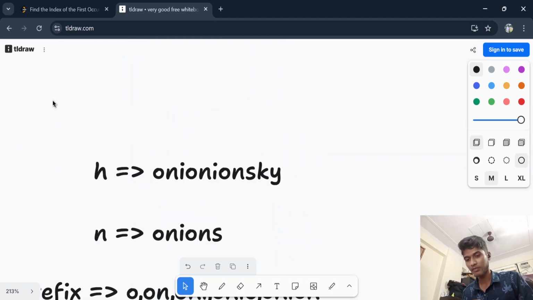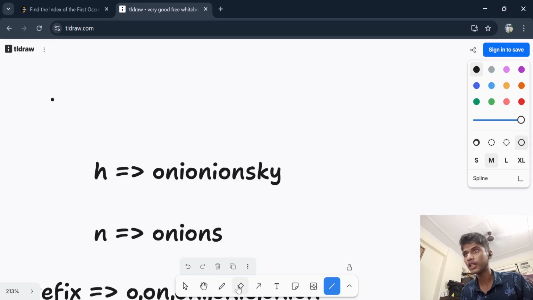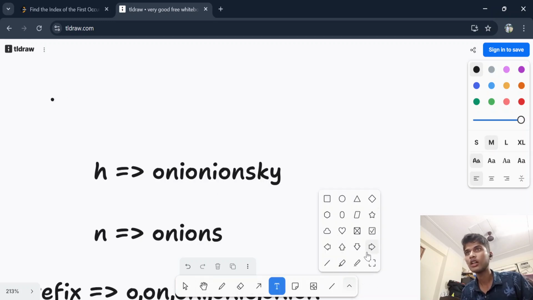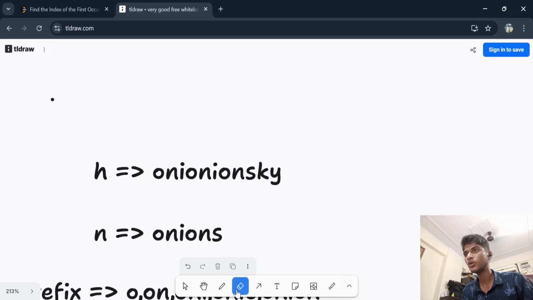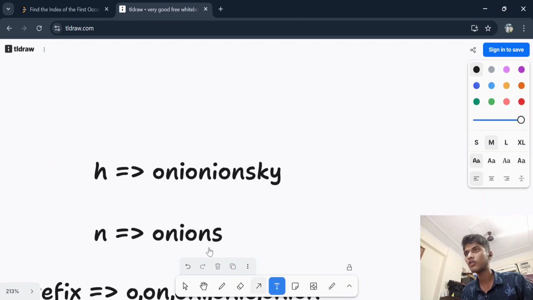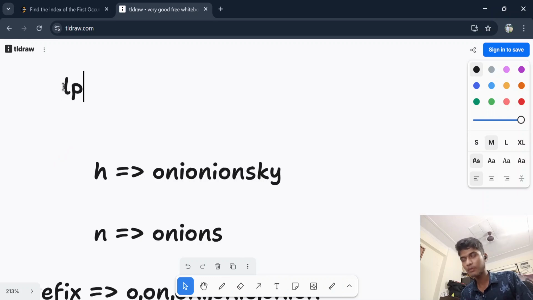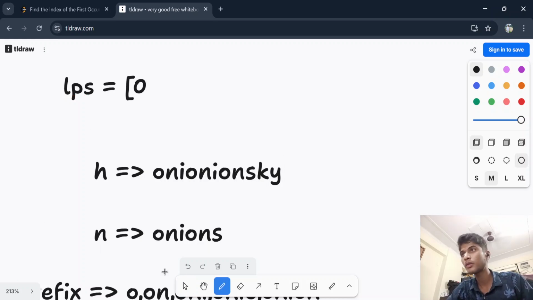So I'm writing the LPS array. The first element of the LPS array will always be 0, because if you check this O, it is not a prefix or a suffix. It is just a single letter. So we have to check with ON. If I check ON, are they matching? No, they are not matching. So we will just append 0 inside it.